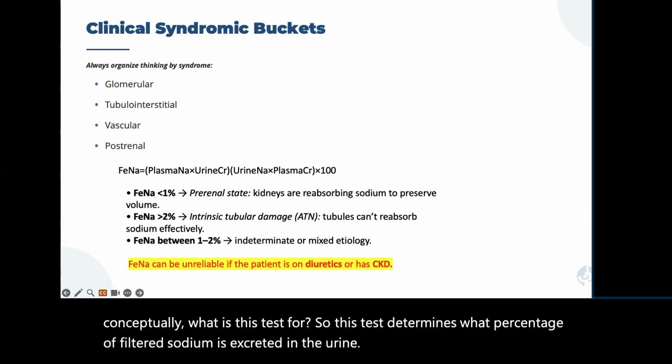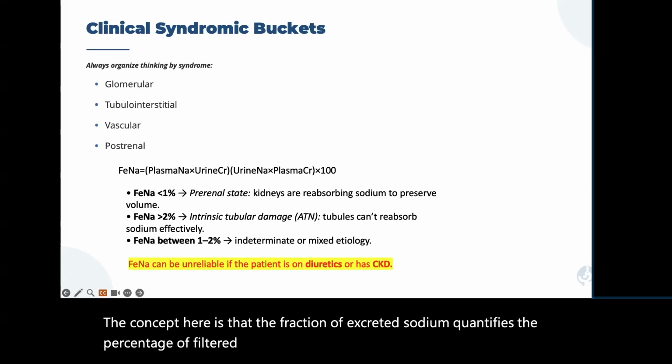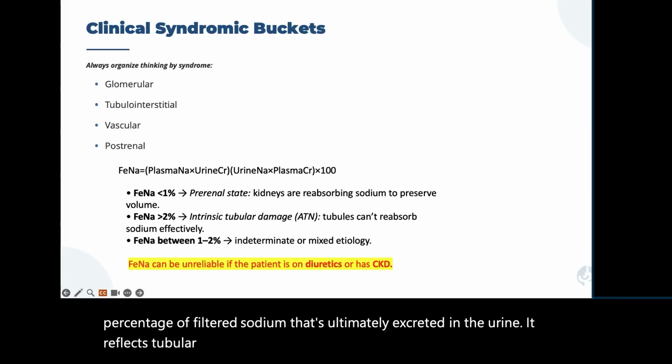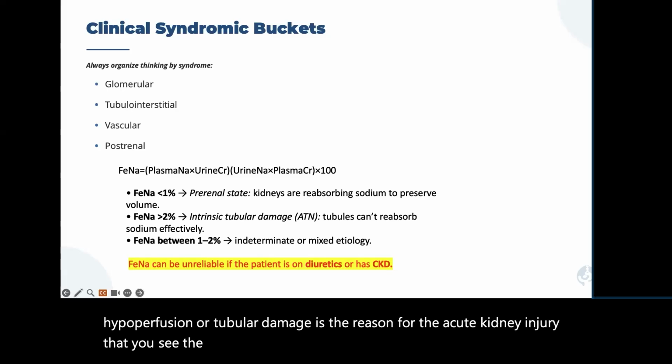The concept here is that the fraction of excreted sodium quantifies the percentage of filtered sodium that's ultimately excreted in the urine. It reflects tubular handling of sodium and helps determine whether renal hypoperfusion or tubular damage is the reason for the acute kidney injury that you see, with the creatinine being bumped up.